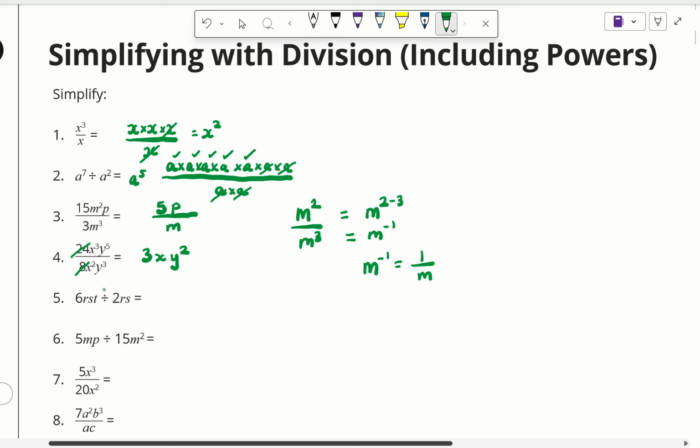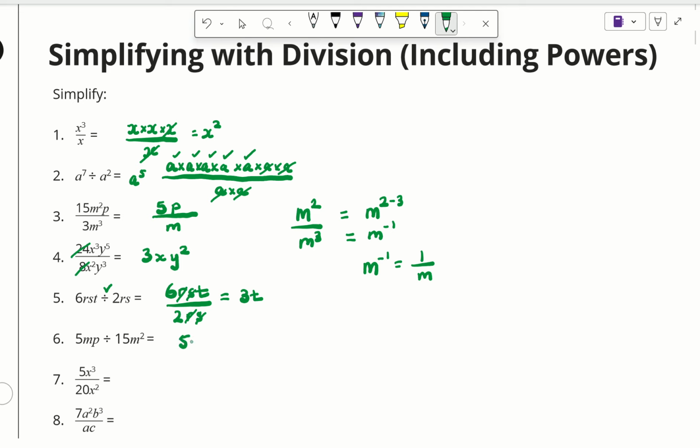When you've got this divide symbol here, you really want to just turn it into a fraction. So 6RST divided by 2RS. Notice that the R's and the S's cancel out. We've got 6T divided by 2. Well, if I was to have 6 turtles and I divided by 2, we're going to have 3 turtles. And it's just 3T.